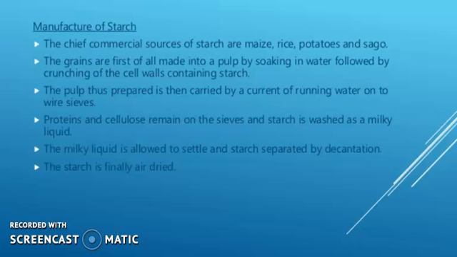Now, manufacturing of starch. The chief commercial sources of starch are maize, rice, potatoes and sorghum. The grains are first made into a pulp by soaking in water, followed by crushing of the cell walls containing starch. The pulp thus prepared is then carried by a current of running water onto wire sieves, and proteins and cellulose remain on the sieves, and the starch is washed through as a milky liquid. The milky liquid is allowed to settle and the starch is separated by decantation. The starch is finally air dried.